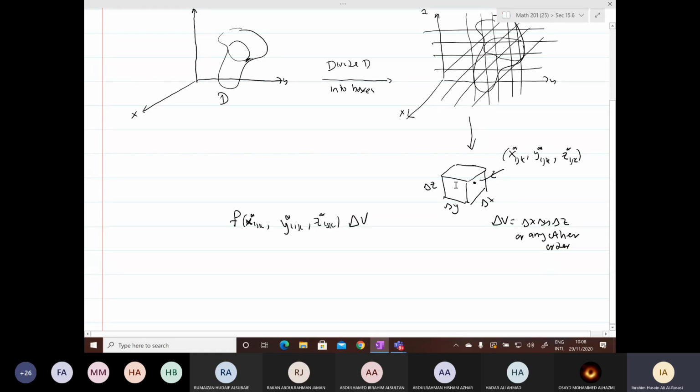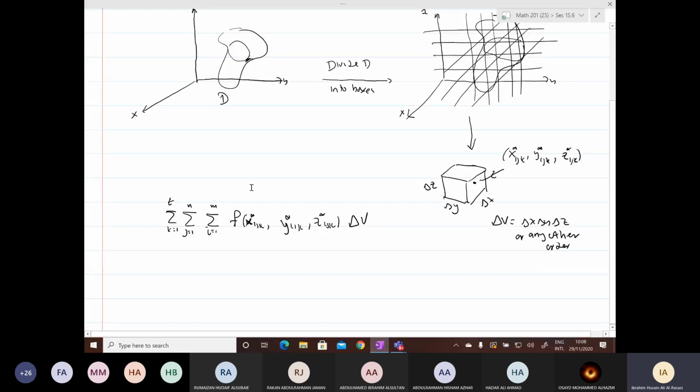This is our base, delta v. So you take a box, a star point, and evaluate the function at the star point times the volume, delta v. You do the same thing for all boxes in this solid. You take that. Then in this case, you take 3 sums, one for i, one for j, one for k, with m, n, t. This is a triple Riemann sum.